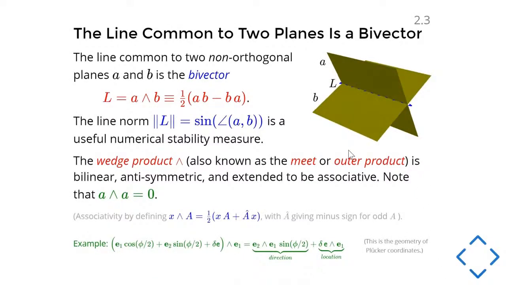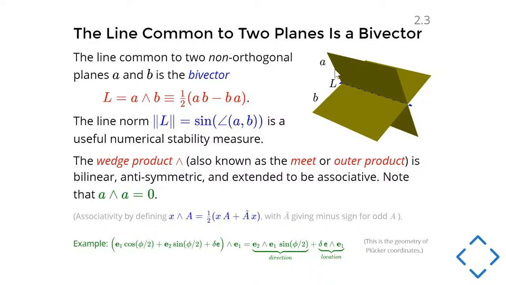All right, so we obviously now need to talk about that line a bit more because we're very interested in having that as an object. And the line common to two planes is a bivector. How would I construct that in general? I've seen that I can do it if I have two orthogonal planes. What if my planes are not orthogonal? Well, you can easily derive that AB and BA are both invariant under the rotation operator made out of the two planes, A and B.